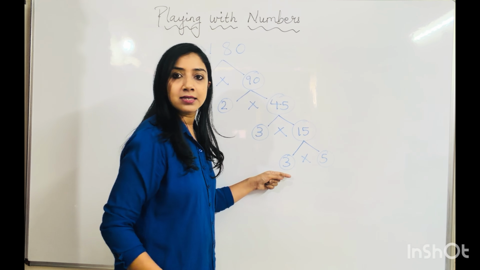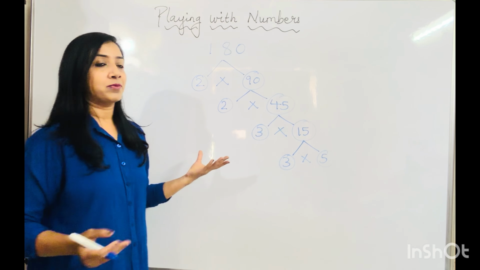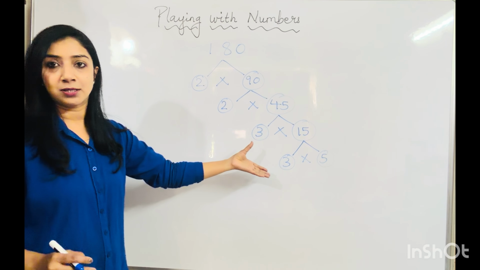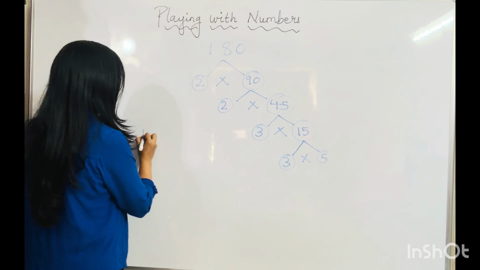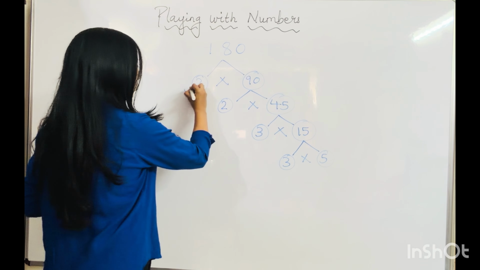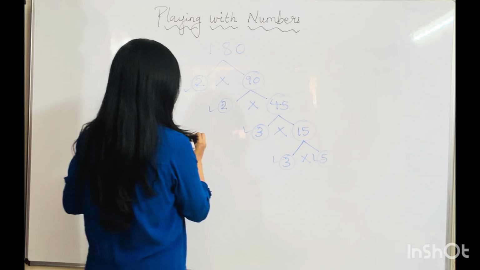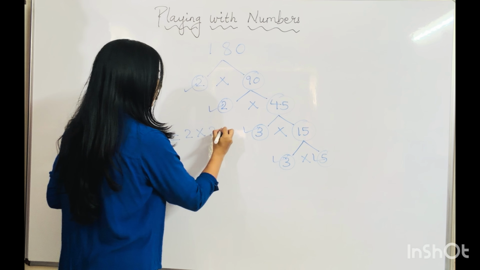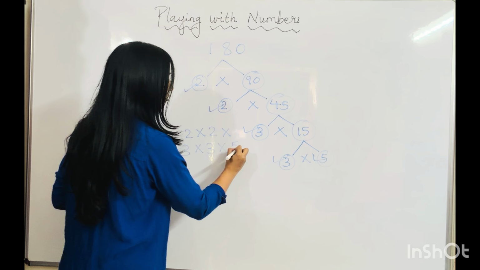Now here 3 is a prime number, and 5 is also a prime number. So no more factorization is possible now. We cannot do more factorization. So we will write the prime factors directly. 2 is a prime number, 2 is a prime number, 3, 3 and 5. So we'll write 2 multiplied by 2 multiplied by 3 multiplied by 3 multiplied by 5.